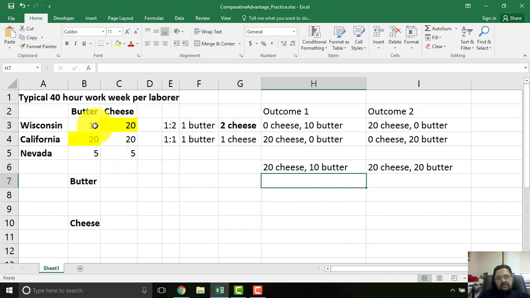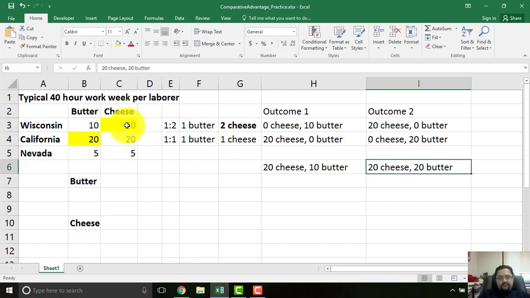Because we would have had Wisconsin produce the butter and California produce the cheese. Over here, we have Wisconsin producing the cheese and California producing the butter. So this is the clear winner using comparative advantage. Okay? So hopefully that helps you break it out.